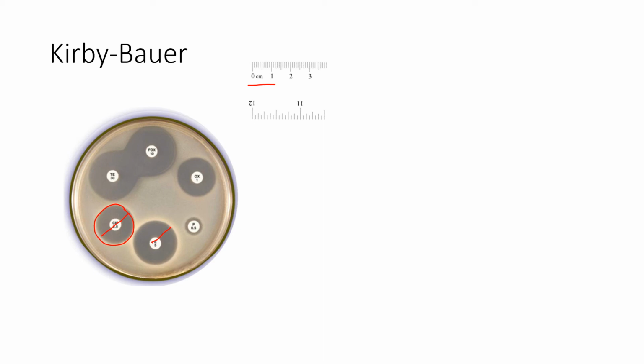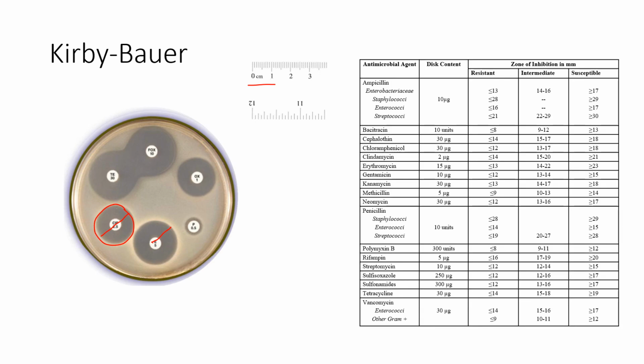Now, another thing that is different about the Kirby-Bauer is that the relative size of the zone of inhibition does not necessarily tell you how effective the antibiotic is. In order to determine if the antibiotic is effective on a particular strain of bacteria, you need to use this chart. So after you have measured the zones of inhibition, you need to look up the size on the chart to determine if the bacteria is resistant, intermediate, or susceptible to the antibiotic.